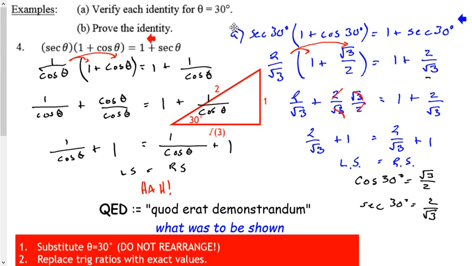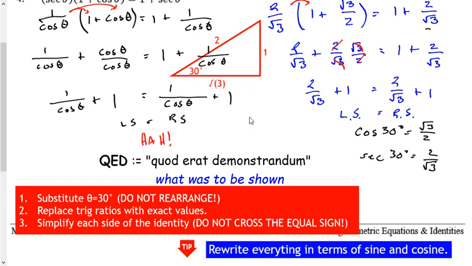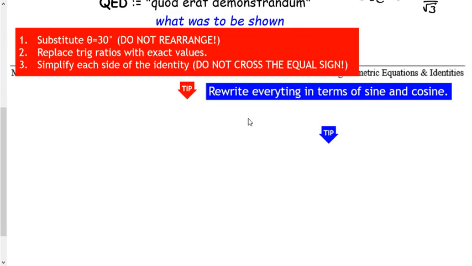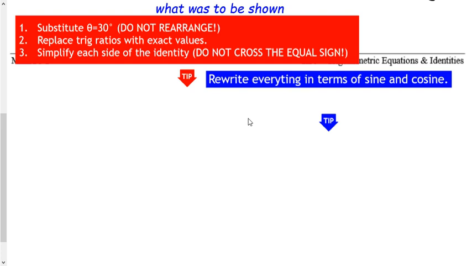So we looked at verifying and proving. And in the red, we have the steps for when we're verifying algebraically. Verifying is just like checking a solution, where we plug in a value that we're given into the equation and then simplify each side of the equation separately, and then get to a point where the left side equals the right side, and that's the verification. So that shows that the identity is true for that one value.